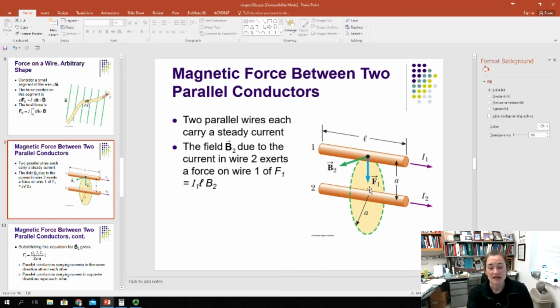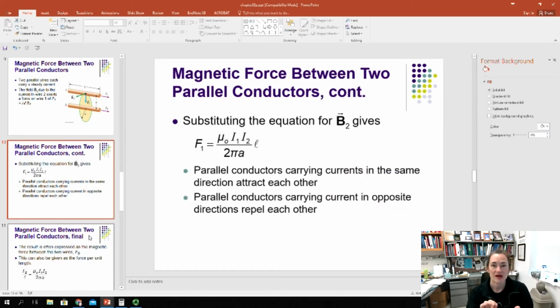Now, that magnetic field B2 and F1 are all perpendicular. So remember, you've got vector cross products, IL cross B, but since everything's perpendicular here, the sine goes to 1. Sine of 90 is 1. And so the magnitude of that force F1 would be I1 L B2. Now, we know what the magnetic field from a long straight wire is.